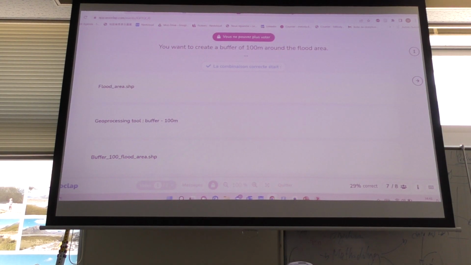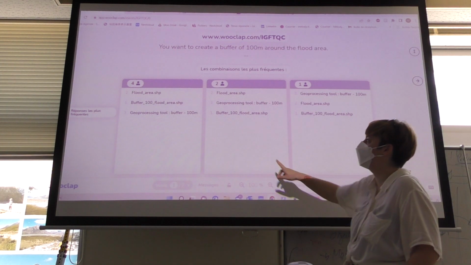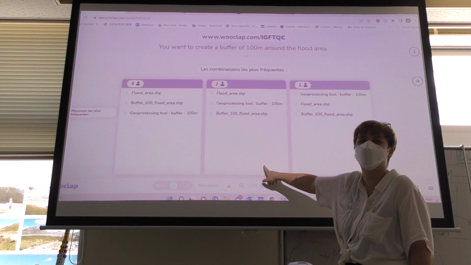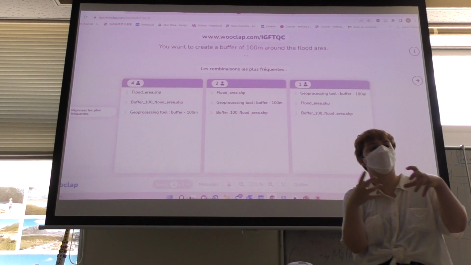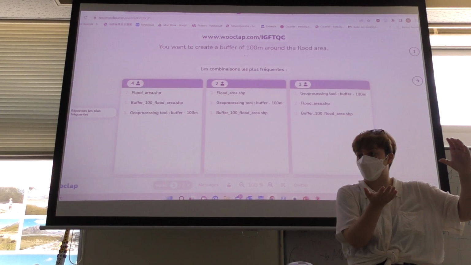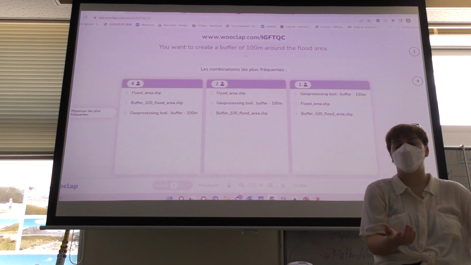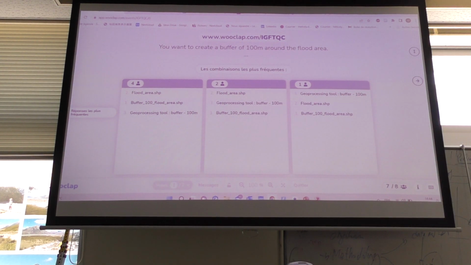The next one is, so we can also check most of your answers. There were some people that put flood area and then buffer. Do you understand the difference and the good answer? I think that 2 people had the right answer. So be careful. What I wanted to explain to you is, first you have the source layer. Second, you have the process to do. And then you have your result. Let's try another one, which is a little bit more tricky.